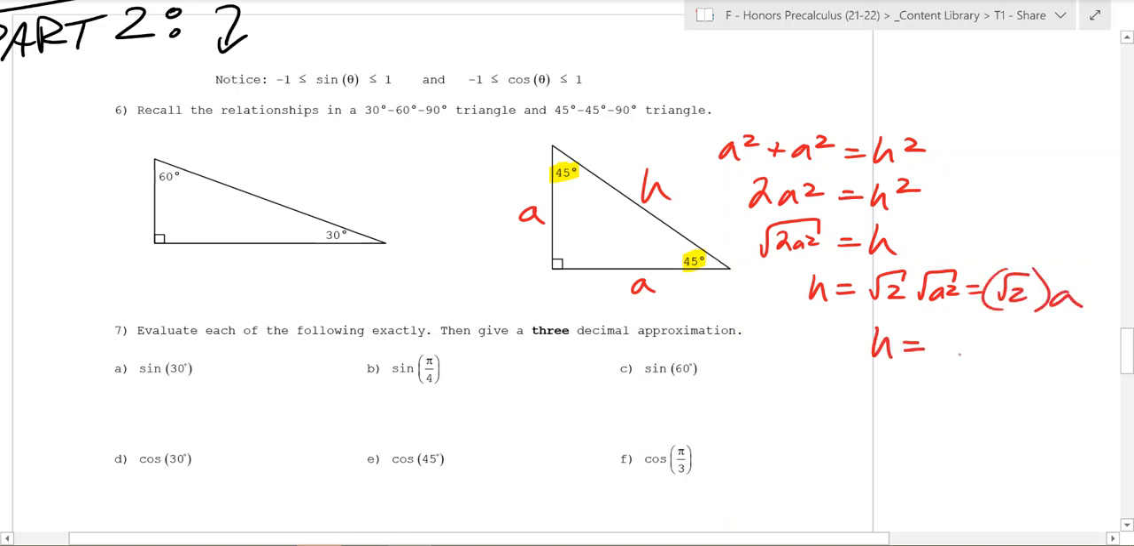So what you'll see is this: h is equal to a times the square root of 2. So whatever length a is, you know the hypotenuse is a times root 2.